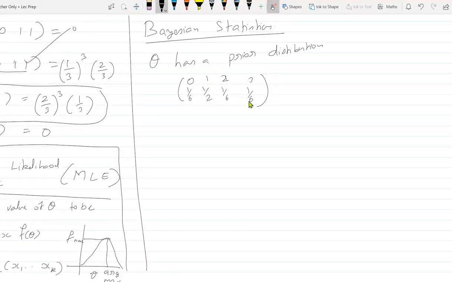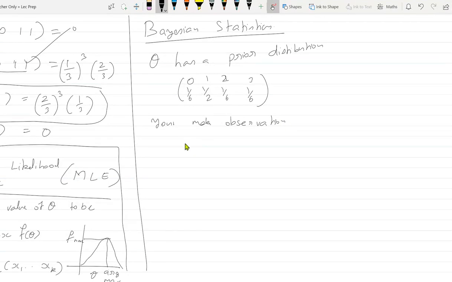So somebody told you that theta is actually most likely to be 1 without seeing the observation. Theta follows this distribution: theta is 0 with probability 1 by 6, 1 with probability 1 by 2, 2 with probability 1 by 6, and 3 with probability 1 by 6. And then you also make the observation.